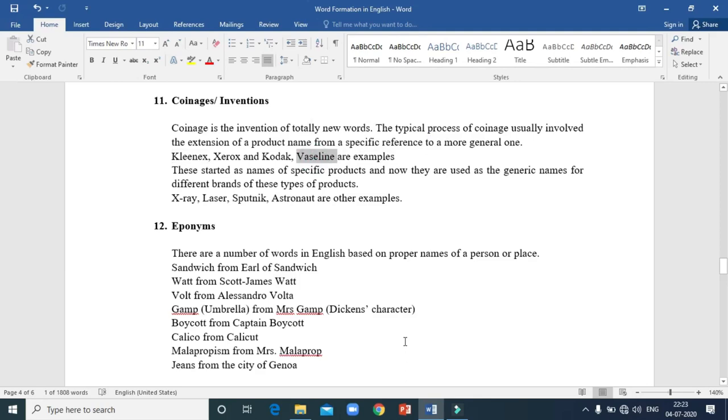So it was the name of a brand, a product name, but it has been fixed, accepted as a new word in itself. Again, we have words of products like X-ray, laser, Sputnik, astronaut. These are all words which were coined, or inventions of totally new words. That was the 11th procedure.